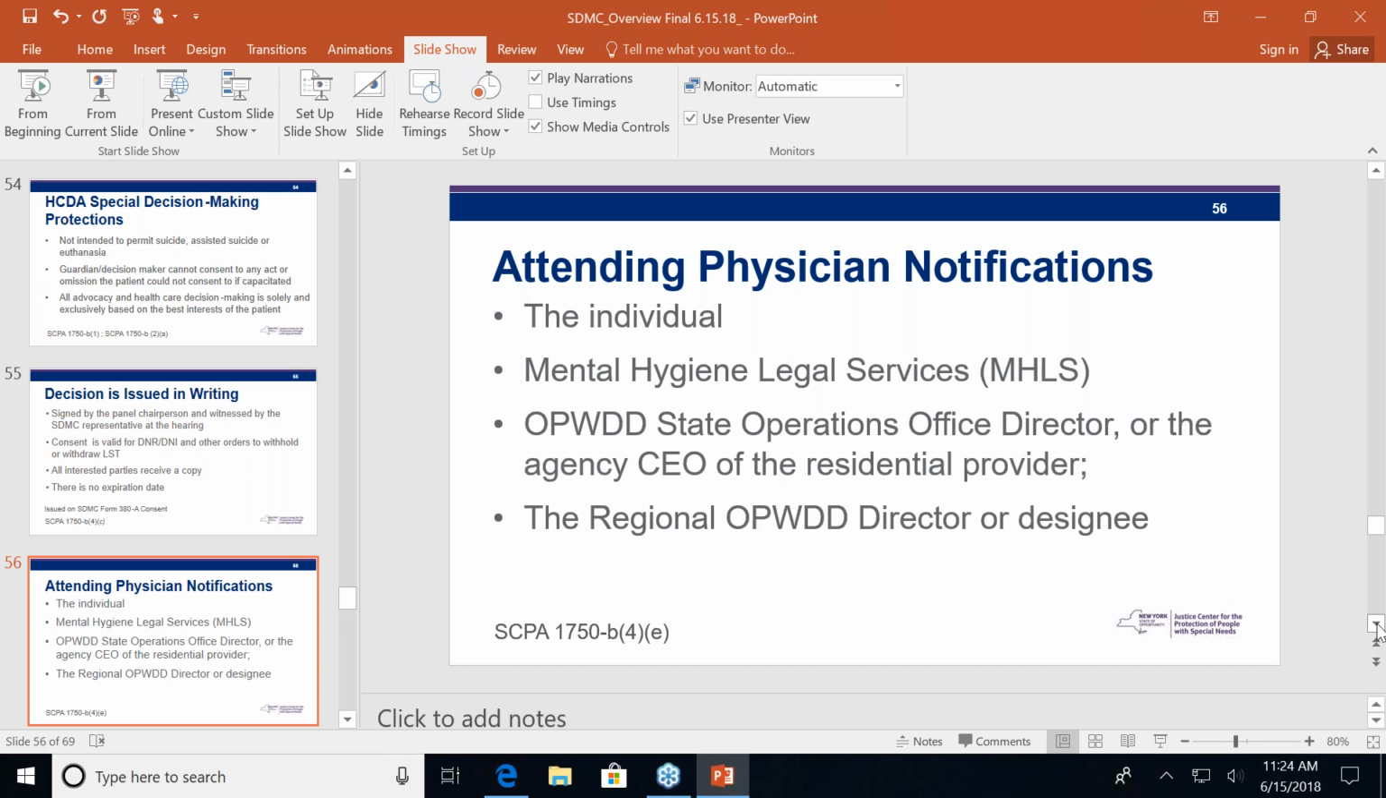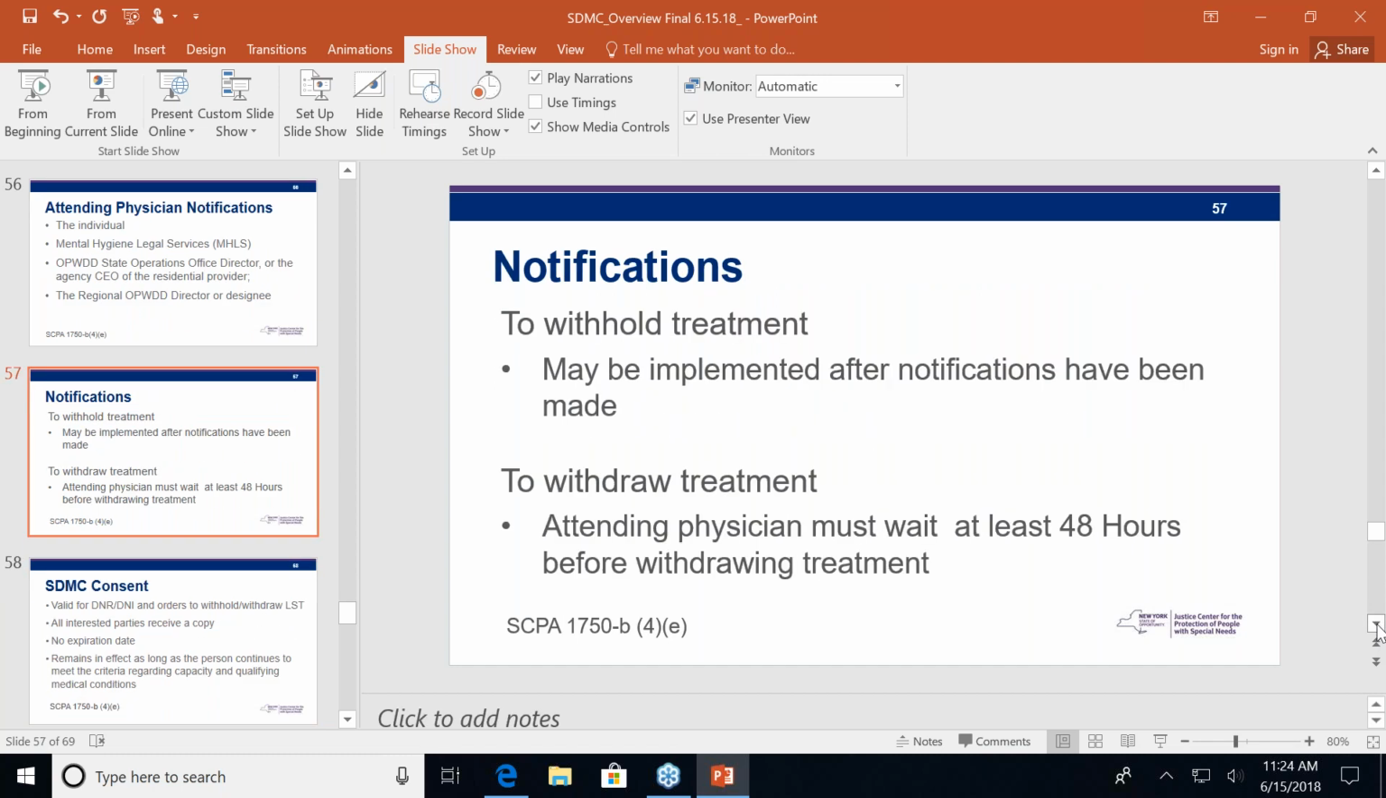And we have all of that contact information. At the SDMC hearing, we actually give a copy of this contact information to the attending physician following the hearing so that they have everything they need to complete the notifications in a timely manner. So the notifications, once the physician has documented in the record that the notifications have been completed, the treatment that was approved to be withheld, so that typically is the CPR and intubation, that can be implemented as soon as the notifications have been made. You don't have to wait the 48 hours, you just have to ensure and document that the notifications have been made.